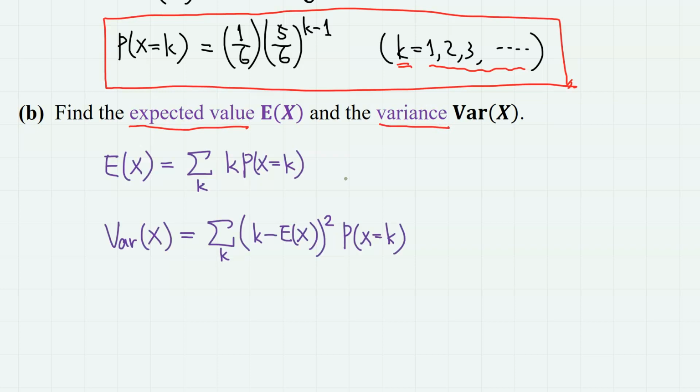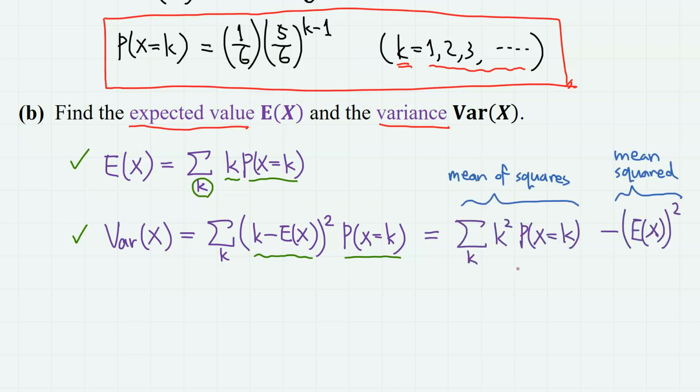So the basic definition of the expected value and the variance is like this. Expected value is the sum of k times the probability of x being k for all possible values of k, and the variance is the summation of (k minus expected value) squared times probability for all possible values of k. However, for the variance, using the relation, variance is mean of squares minus square of mean, is simpler than using the former definition of variance. So we are going to use this formula instead.